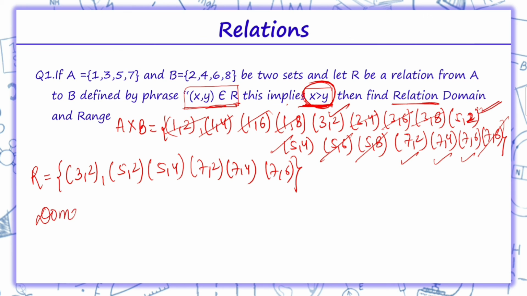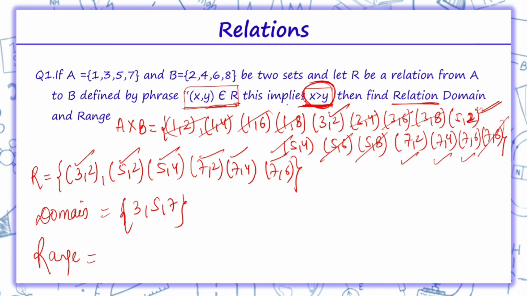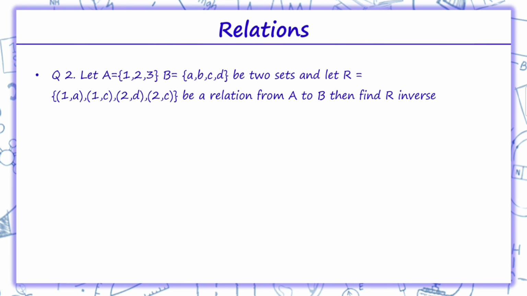Now this is the relation. So what is the domain? In a relation, the domain is the set of all the first components. So the first components are 3, 5, 7, and 7 repeated, so the domain will be 3, 5, 7. When we have to calculate the range, what is the range? It is the set of all the second components, or coordinates of ordered pairs, in the relation. So the second components are 2, 2, 4, 2, 4, 6, so we have only 3 elements: 2, 4, 6. This is how we can find the relation, domain and range.